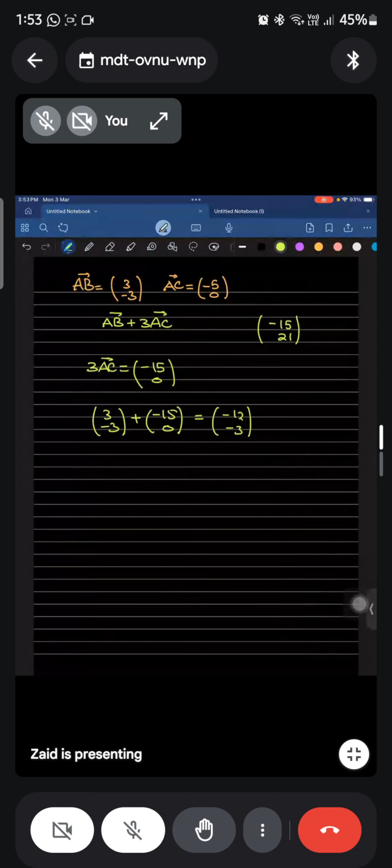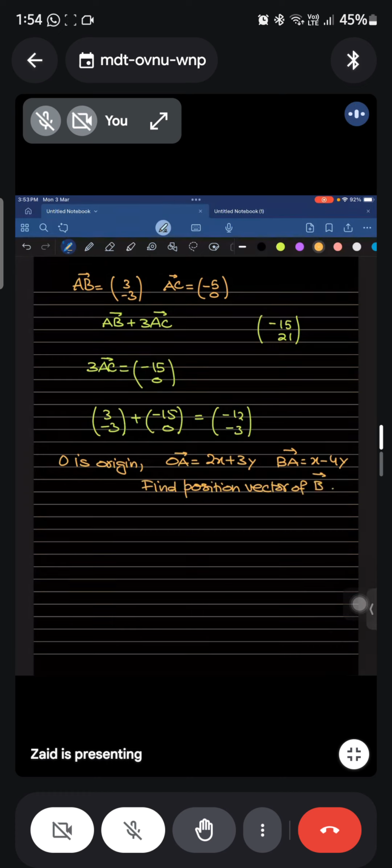Okay, one more. O is origin. OA equals 2x plus 3y. BA equals x minus 4y. Find position vector of B. So this is very important and really easy. I just told you in the beginning of the class that if we're supposed to find the position vector of B, that is basically going to be OB, isn't it?